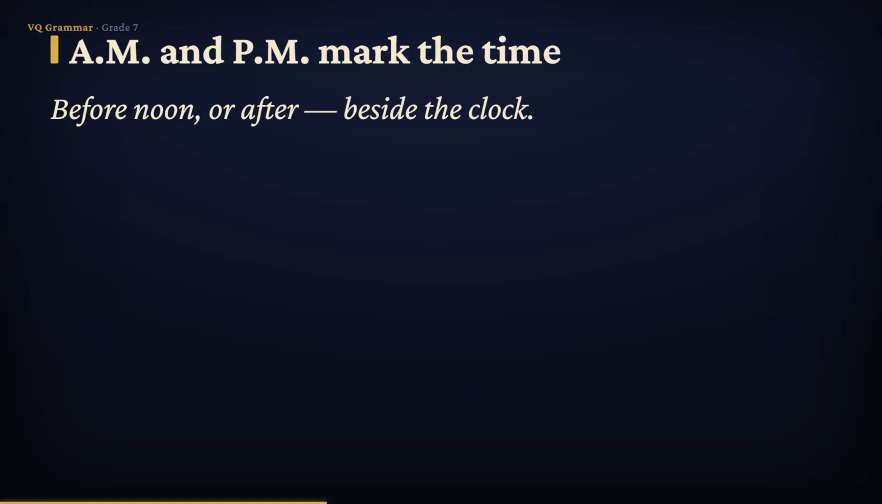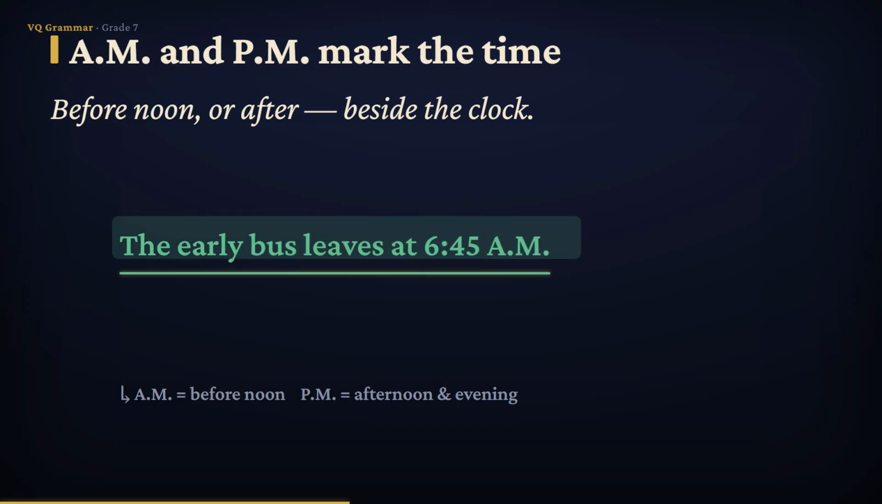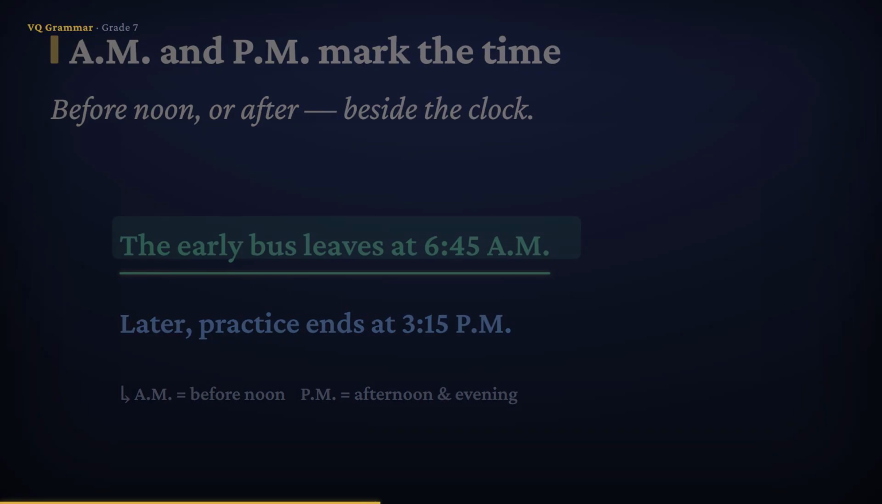Clock times bring their own tidy pair of abbreviations. AM stands for the hours before noon, and PM covers the afternoon and evening. Watch how they sit right beside a time. The early bus leaves at 6:45 a.m. Later, practice ends at 3:15 p.m. Notice that each one uses capital letters with periods, and each one hugs the number it belongs to. Before noon, a.m. Afternoon, p.m.